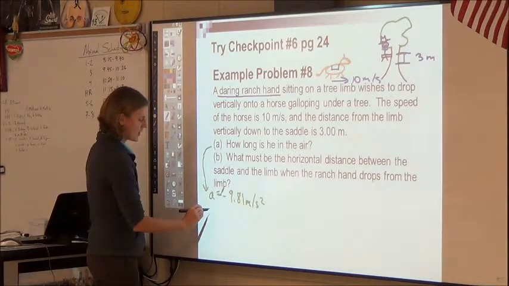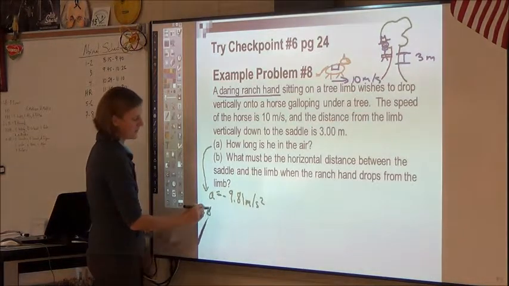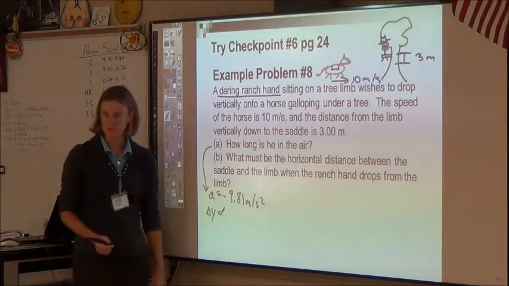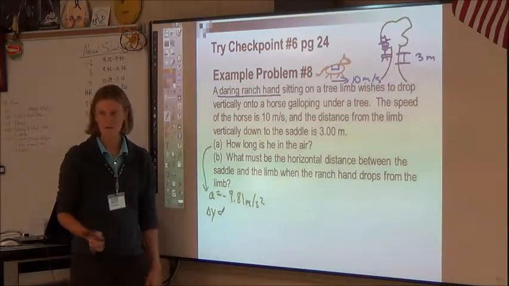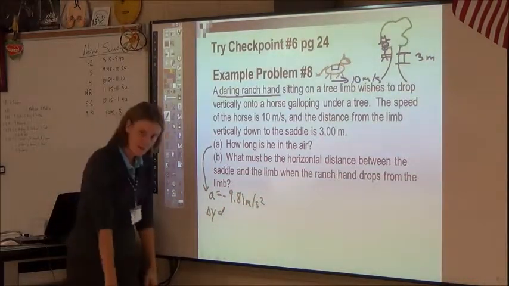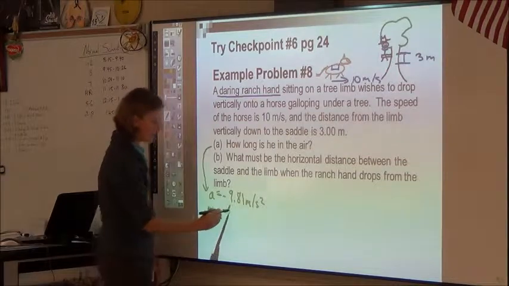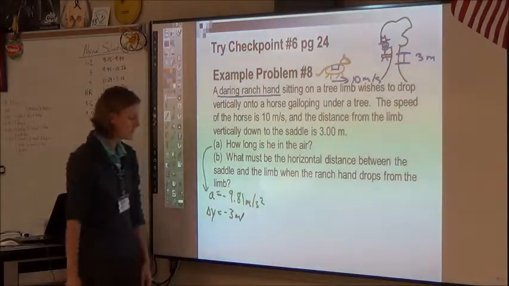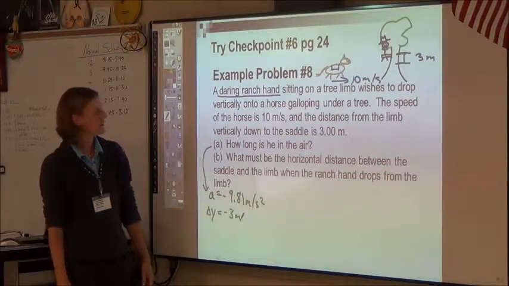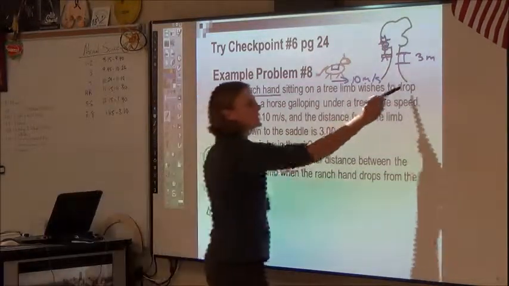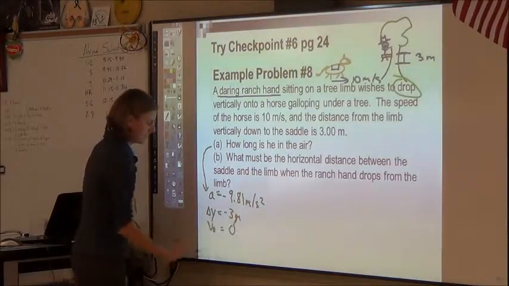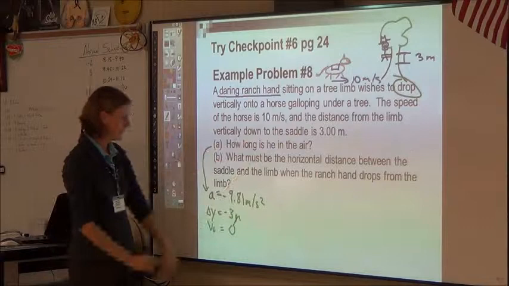We know he's going to drop 3 meters. I'll call it delta y instead of delta x. Do I write that as 3 meters? Think about the checkpoint that we just did. Good, he's going down 3 meters. Negative 3 meters. He's dropping. Initial velocity is 0. Good. And how long is he in the air? So I'm looking for t.